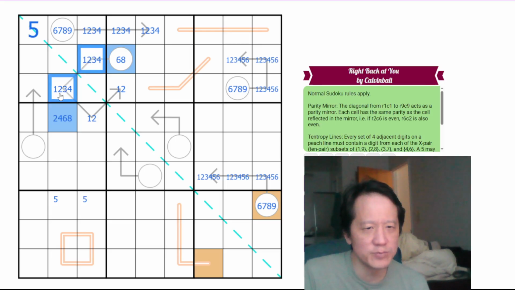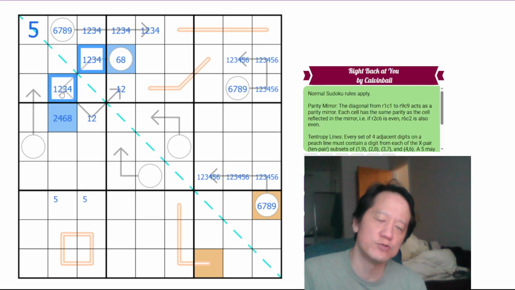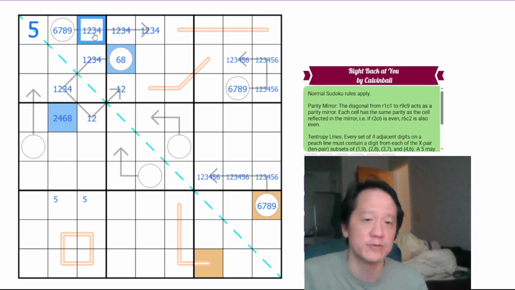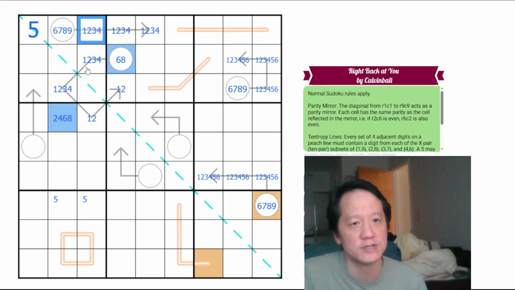Okay, so this has to be a different parity than these two, right? Because if this is 1, 3, that can't be 1 or 3, it's 2 or 4. If this is 2 or 4, this can't be 2 or 4, so it's 1 or 3. So this has to be the different parity than these. So this is these. We'll mark these as the corner. So these have to be different.